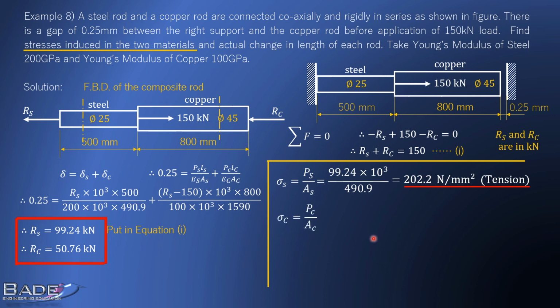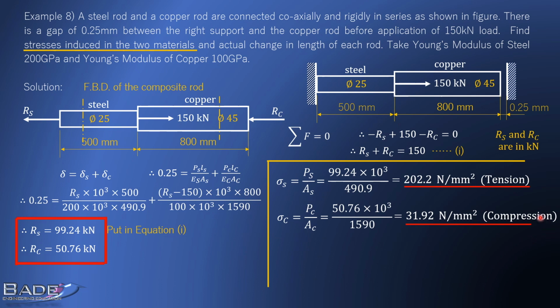Now stress in copper, PC upon AC. Load on copper divided by cross sectional area of copper. Load on copper is RC, 50.76. But it is compressive. So substitute the values. Load on copper in Newton, cross sectional area of copper, and we got the stress, but we know that it is push type of force, so load is compressive load. So stress is compressive stress.